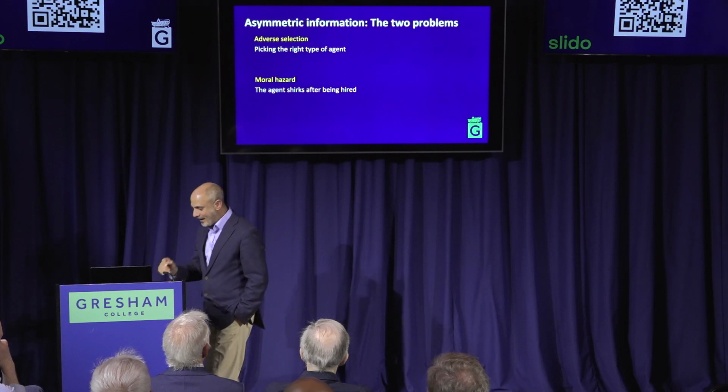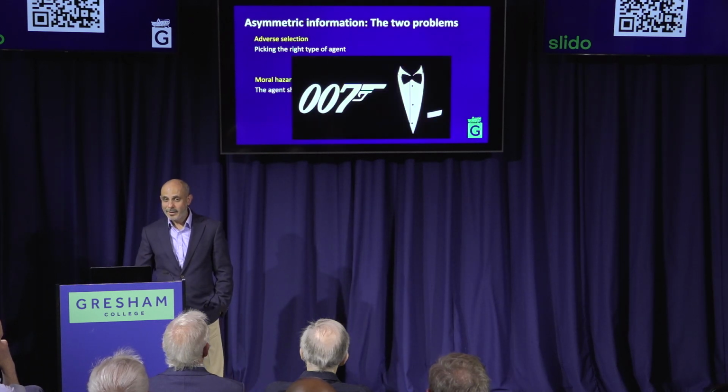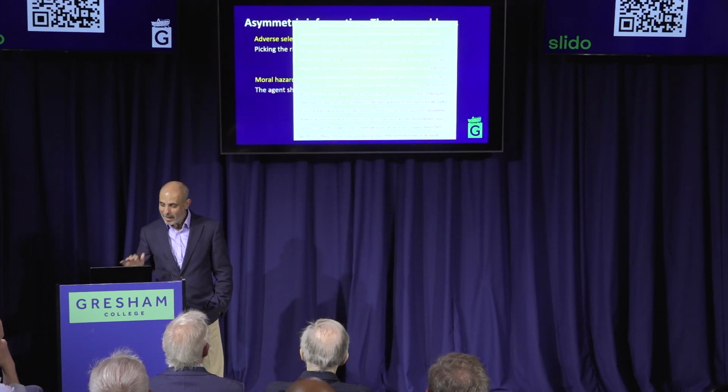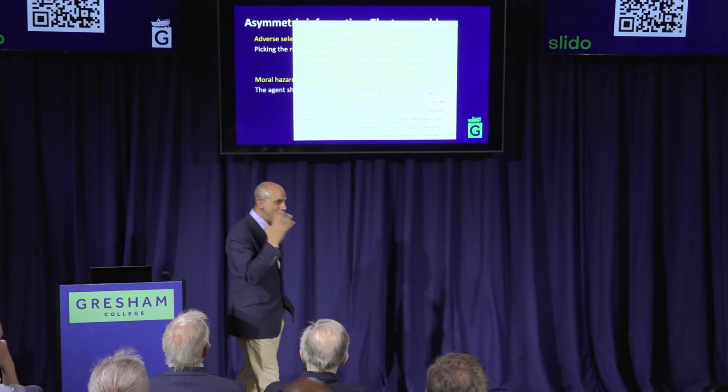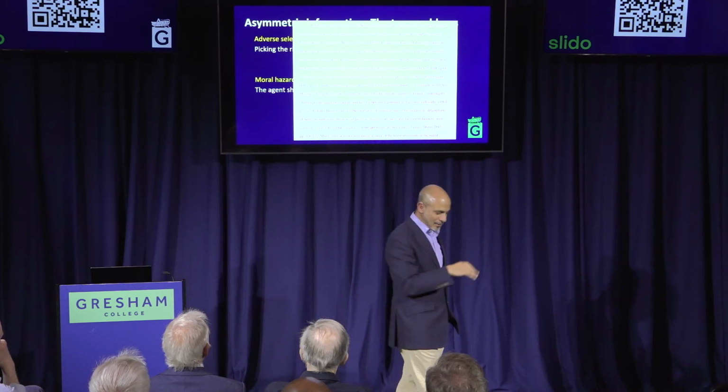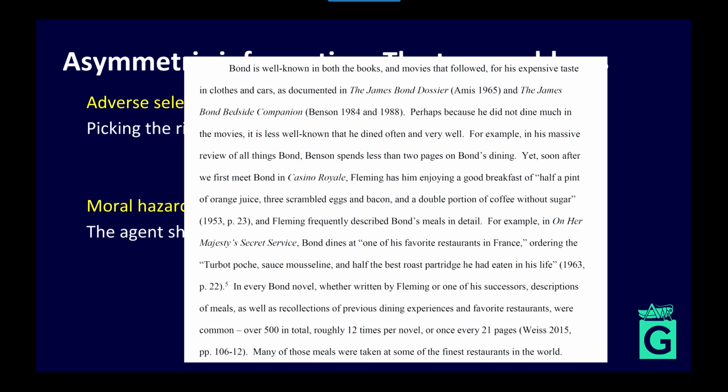But in case you don't believe me, there's actually a paper written about this. The paper asked, what does Bond do on assignment? This is a long paper published in the NBER. But almost every book talks about how much he eats. Half a pint of orange juice, 3 scrambled eggs and bacon, double portion of coffee without sugar. Turbot with sauce mousseline, half the best roast partridge he's eaten in his life. He eats 12 times per novel, or once every 21 pages.